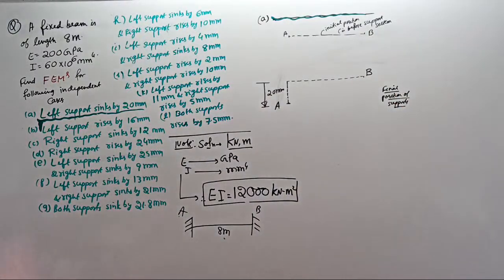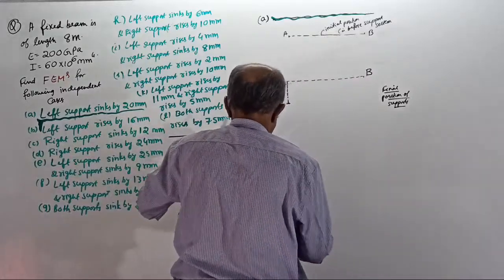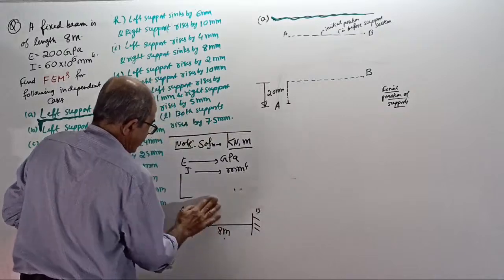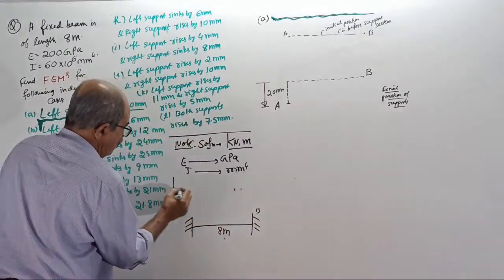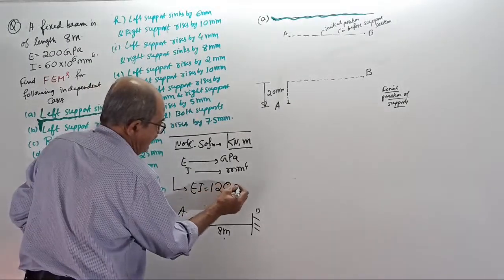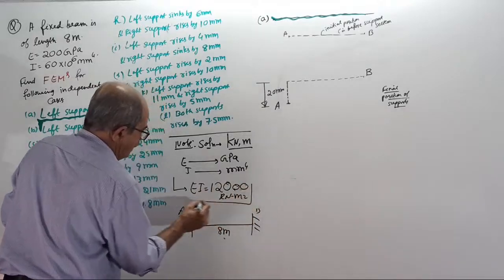Fast. Clear? Okay. Now what you do is, see, this kilonewton meter square is causing trouble. Hey, come this side. Where are you going that side? I will tell EI. Hey, don't go that side. EI equal to 12,000 kilonewton meter square. Okay. Now you keep quiet.